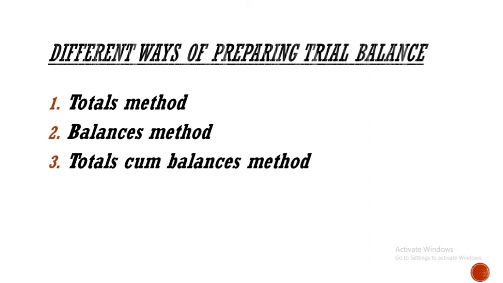Then the third method is the totals cum balances method. It is a combination of these two methods. Under the totals cum balances method, four columns of amounts are prepared: two columns for writing the debit and credit totals of various accounts, and two columns for writing the debit and credit balances of these accounts. However, this method is also not used in practice because it is time consuming and hardly serves any additional or specific purpose.